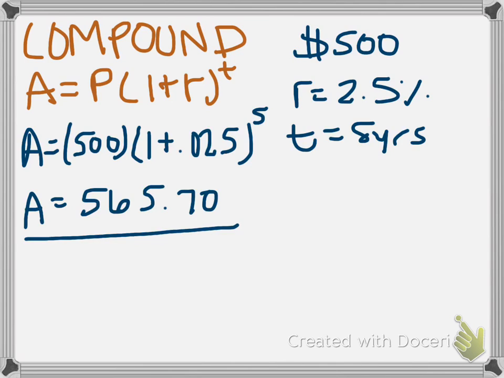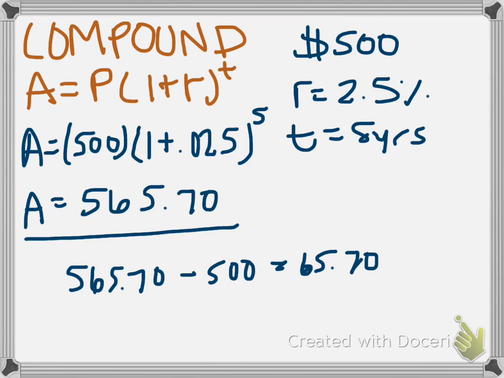Well, what if I asked you how much interest did I end up paying? Okay. Well, if this is the total amount, and I know that I originally borrowed $500, I'm going to do 565.70 minus 500, and that gives me $65.70. That's just the amount of interest. So you'll be able to go between the two.